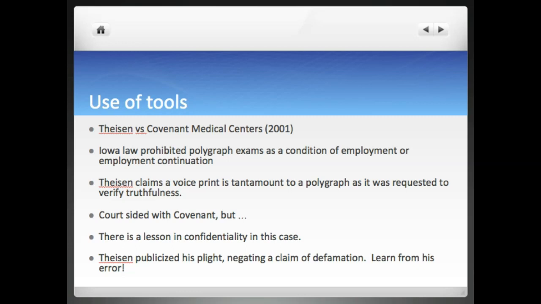So, use of tools: make sure that any tool you plan on using or mentioning to a suspect or subject is something that can legally be used in your jurisdiction. And most importantly, with this particular case, the side lesson is that if they want to make this a public matter, you can't really stop that. But don't you make it a public matter of anything you find in an investigation, because a defamation suit will follow and it will be successful.